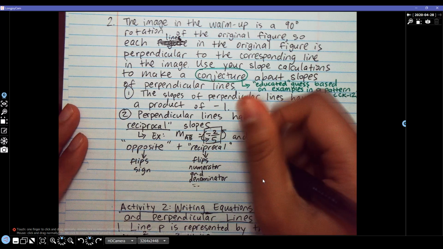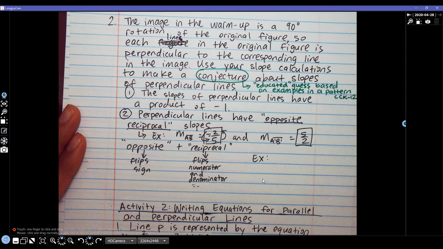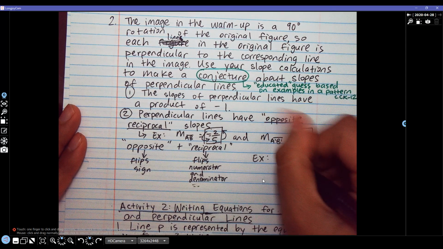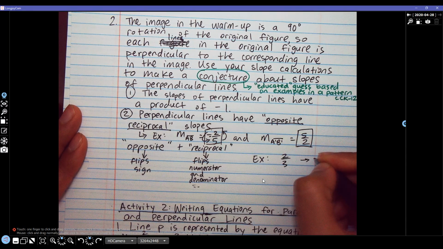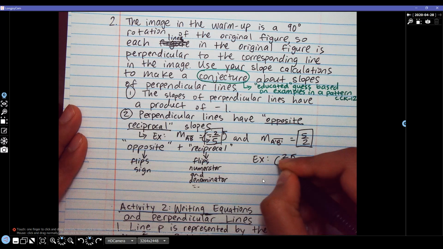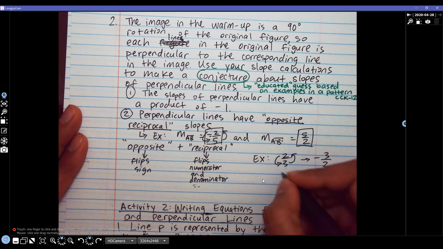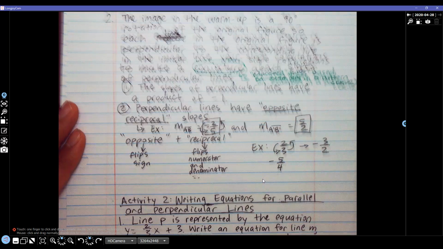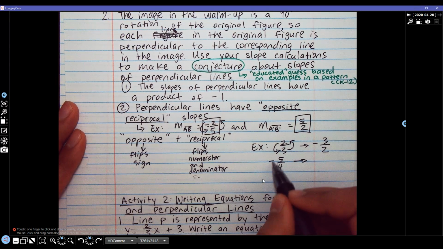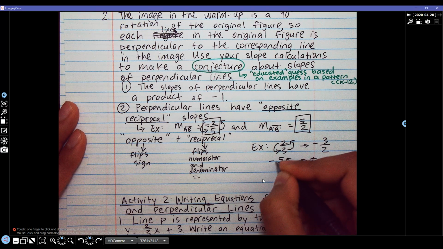I'll give you a few more examples here. Let's look at finding the opposite reciprocal of 2/3. We know the sign is going to be negative, and if we flip the numerator and denominator, that gives me 3 over 2. We could do 5 over 4, so -5 over 4. Opposite reciprocal of -5 over 4: opposite means flipping from the negative, so this will be positive, and the numerator and denominator will flip, so 4 over 5.